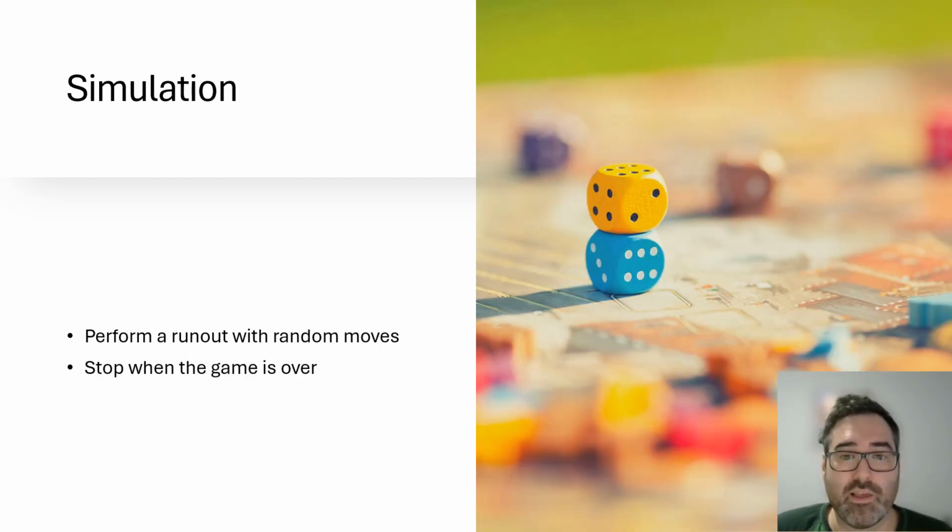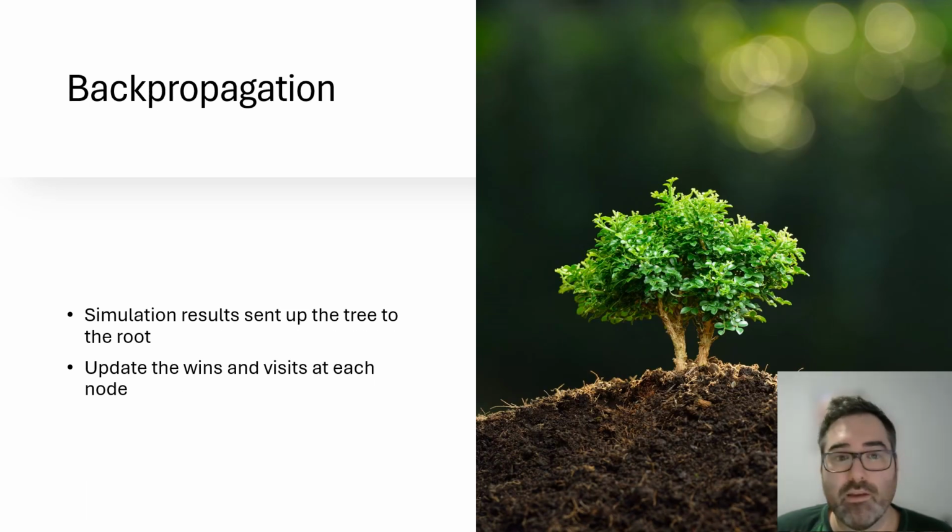The simulation step involves performing a run out of the game with random moves, and the simulation ends when the game's over. And finally, the backpropagation step is where the result of the simulation is recursively sent up the tree all the way to the root. In most games, players take turns, so wins and losses have to alternate as they move up each node.